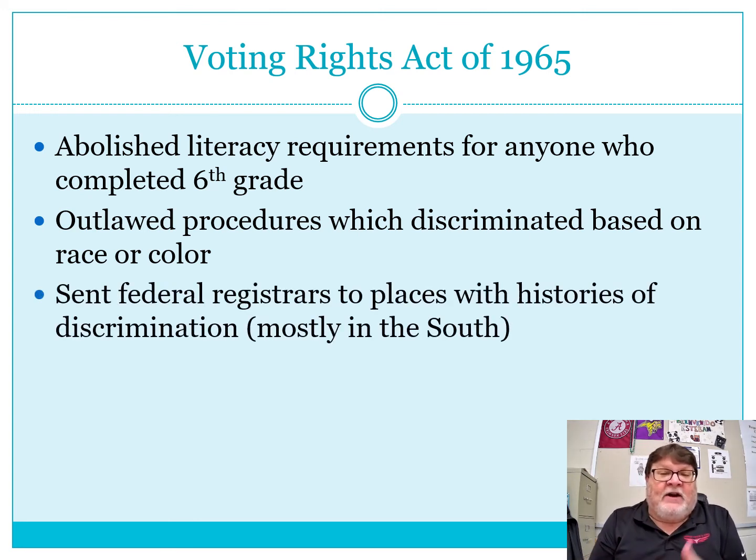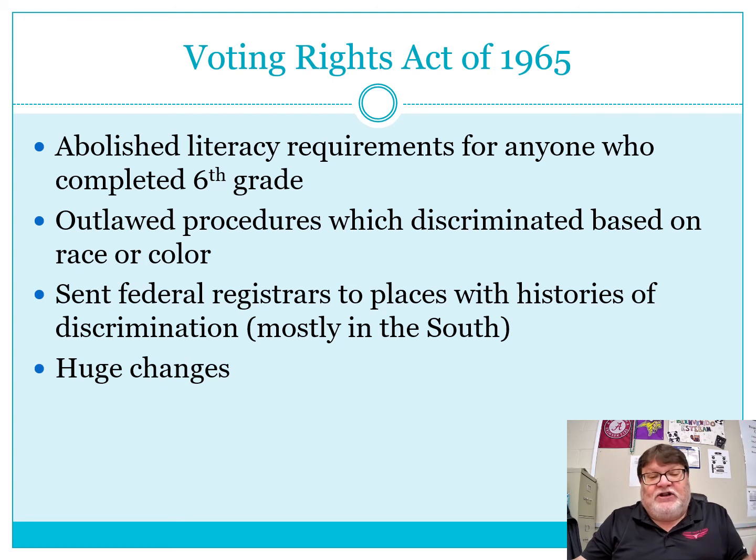It sent federal help, they called them registrars, to places with histories of discrimination, mostly in the South, but some places in the North, where they would send federal people to help the black people register to vote, get them through that process, and make sure they weren't taken advantage of and not allowed to vote and things like that. So it was federal help to make sure these things were put into place, because they knew the Southern governments were going to try to resist as much as they could. So that created huge changes.